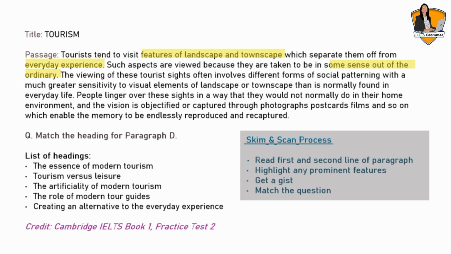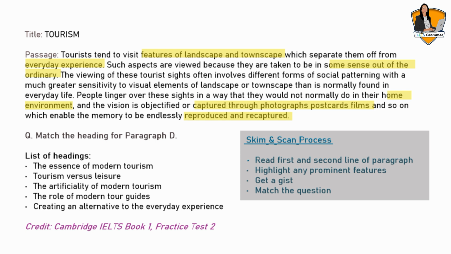So I've done that. Now in the paragraph, I'm not seeing any dates or any events or names of any person, so I'm just leaving the paragraph. In the last line, I'm seeing that they are talking about home environment, and the vision is objectified or captured through photographs, postcards, films, and so on, which enable the memory to be endlessly reproduced and recaptured. So in the last 2 or 3 lines, they're talking more about home environment and how all these visions are captured. So again, something I'm finding relevant, so I'm highlighting all of that.